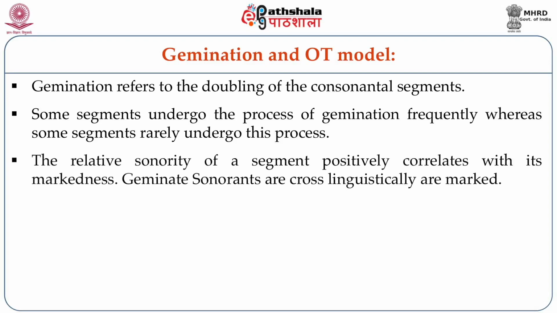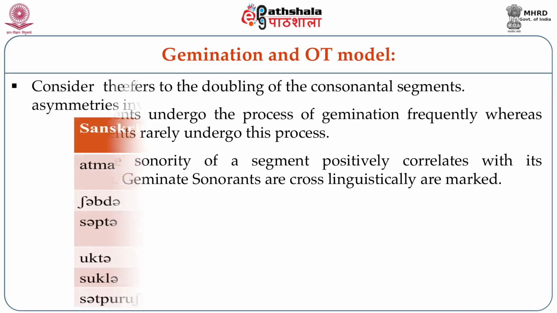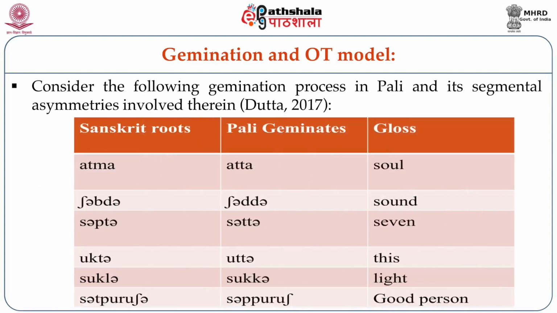As for instance, geminate obstruents undergo gemination more as compared to geminate sonorants. So this is cross-linguistically proven. Here I am taking data from some of my papers on Pali segmental asymmetries. This is the language Pali, and how Pali behaves in terms of gemination whenever roots are from Sanskrit.